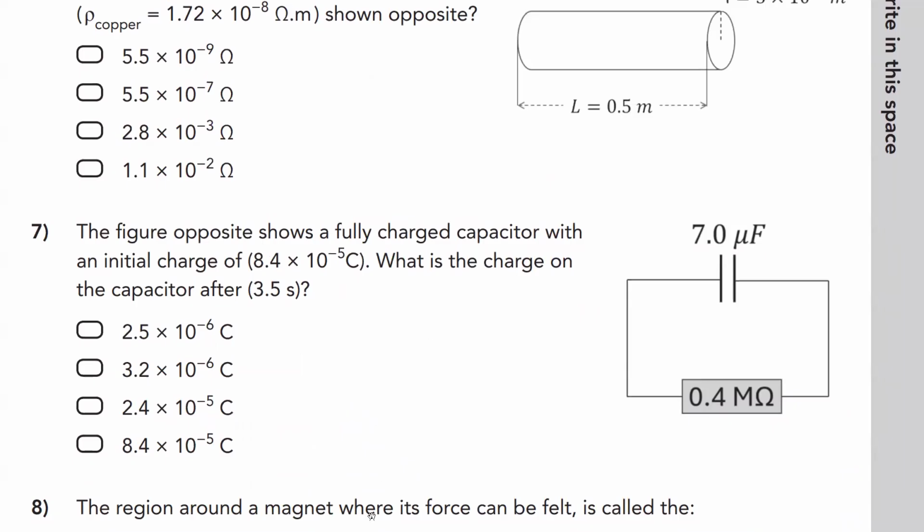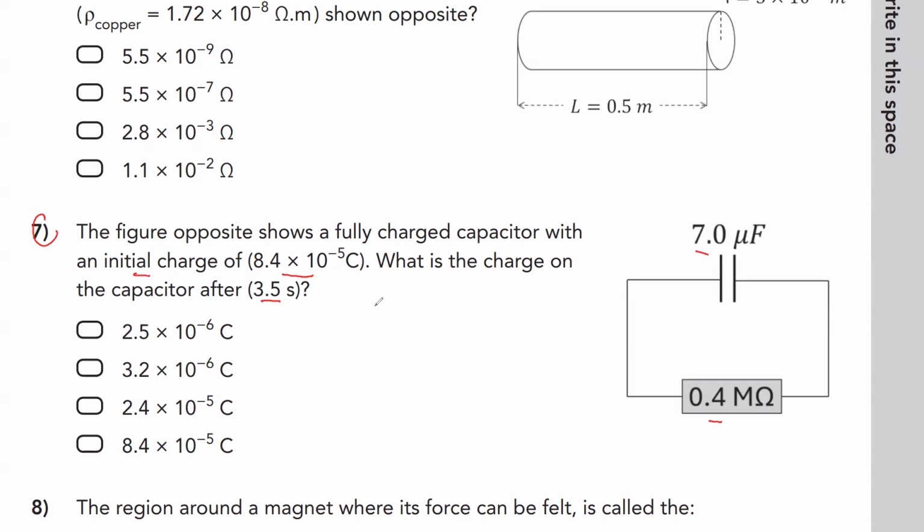Question number 7: the figure opposite shows a fully charged capacitor with initial charge of 8.4 × 10^-5 coulomb. What is the charge on the capacitor after 3.5 seconds? This figure is given. Here we have a capacitor whose value is 7 microfarad, and the value of resistance is 0.4 megaohm. So the first thing is how to solve this type of question.